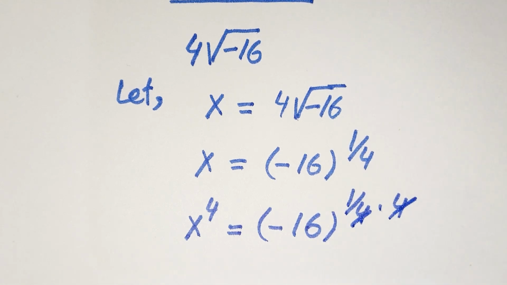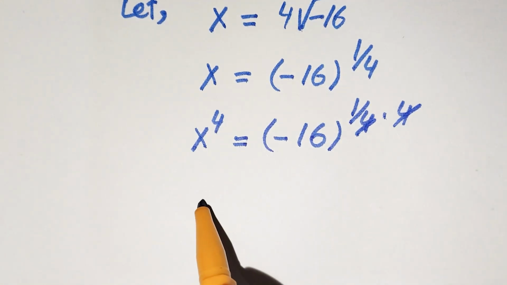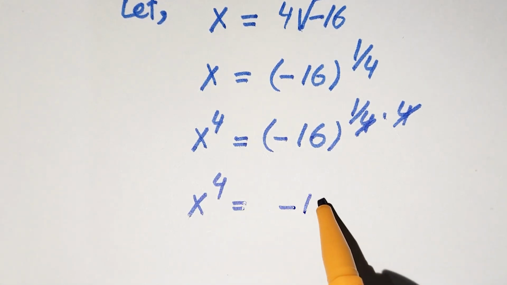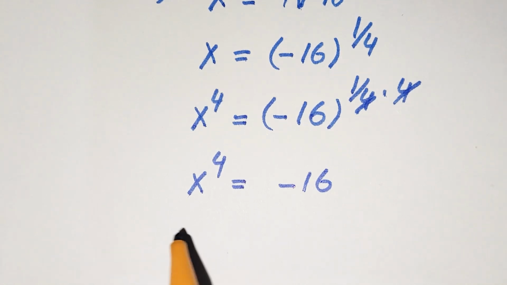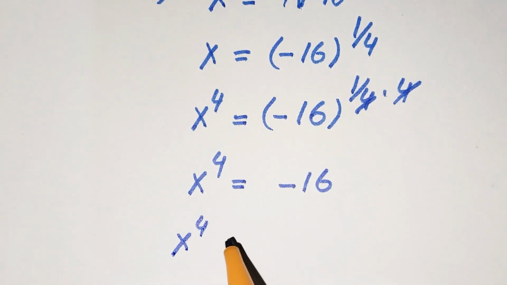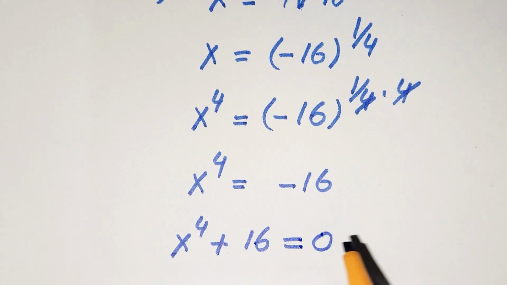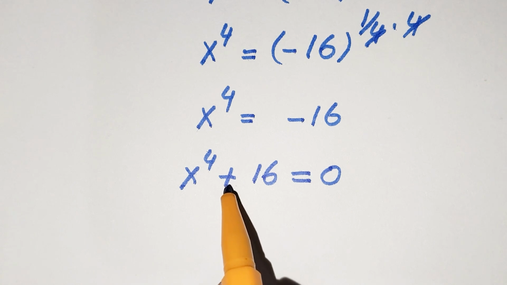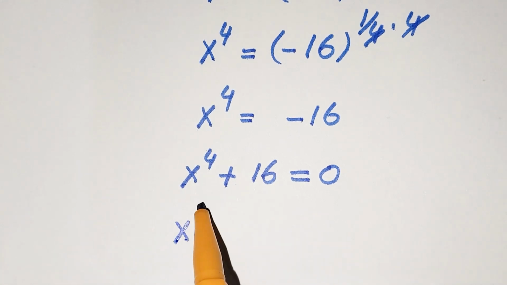So cancelling 4 with 4, we get x to the power 4, which is equal to minus 16. If we shift minus 16 to the right-hand side, then x⁴ plus 16 is equal to 0. Now we are going to use a formula, but for this purpose we are just taking a negative sign here. So I am going to write x⁴.